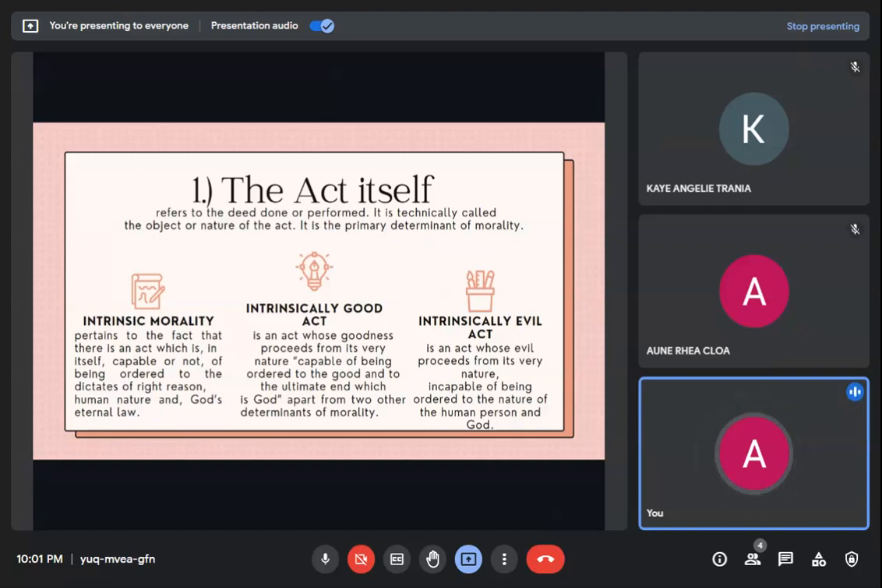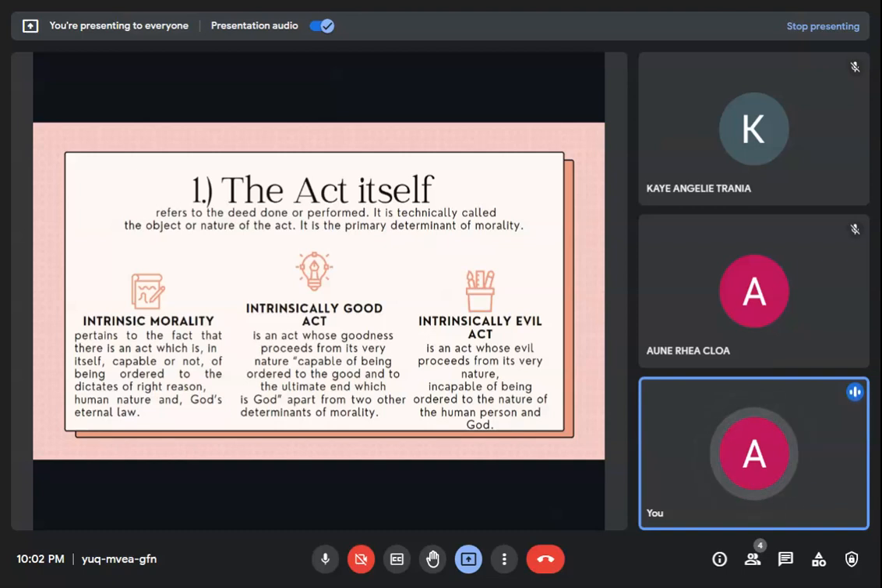We have the three parts of the act itself, namely the intrinsic morality, the intrinsically good act, and the intrinsically evil act. Intrinsic morality pertains to the fact that there is an act which is in itself capable or not of being ordered to the dictates of right reason, human nature, and God's eternal law. The intrinsically good act is an act whose goodness proceeds from its very nature, which is capable of being ordered to the good and to the ultimate end, which is God, apart from the two other determinants of morality.